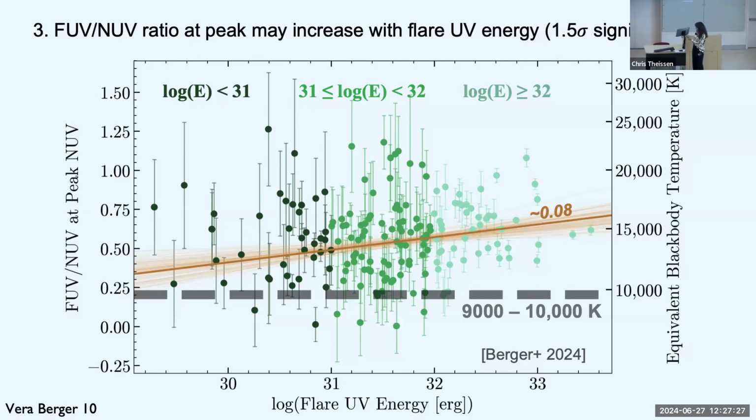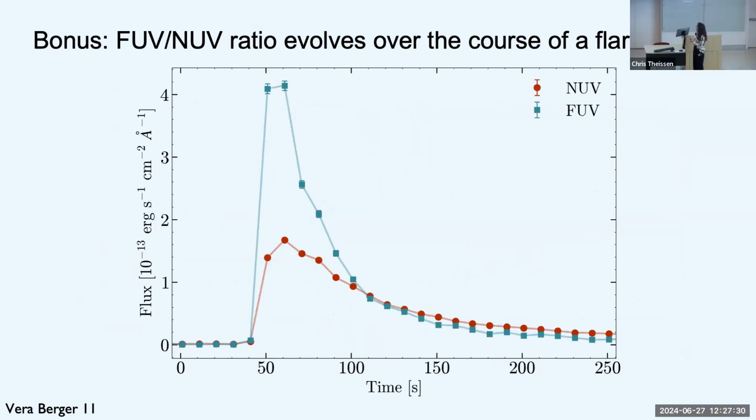Now, I want to show a quick result from a work in progress, which is looking at the temporal morphologies of our flares and is allowing us to explore more of the time-dependent properties. And while I've shown you results so far for these ratios at peak, we can look at the relative amounts of emission through the flare duration. And we do just that.